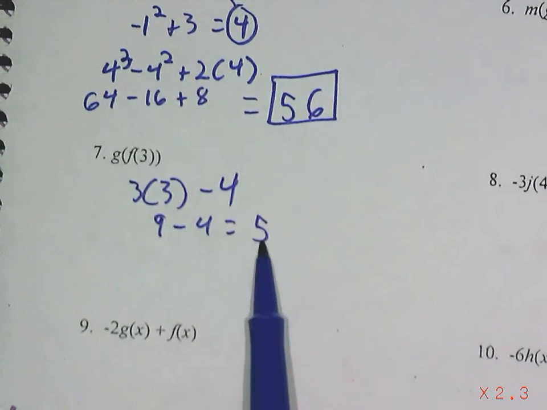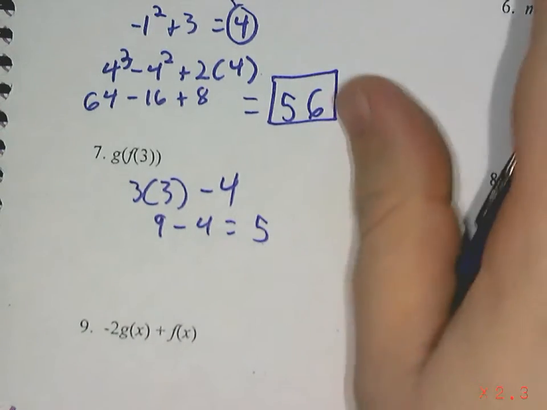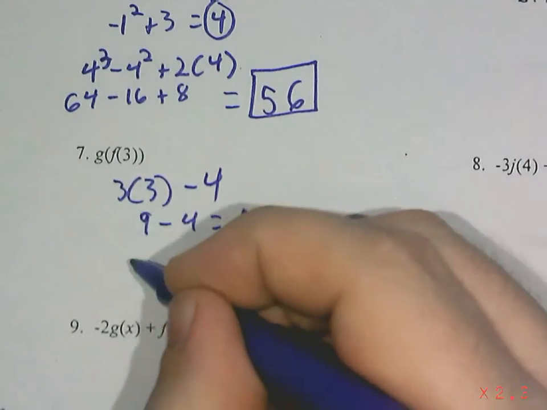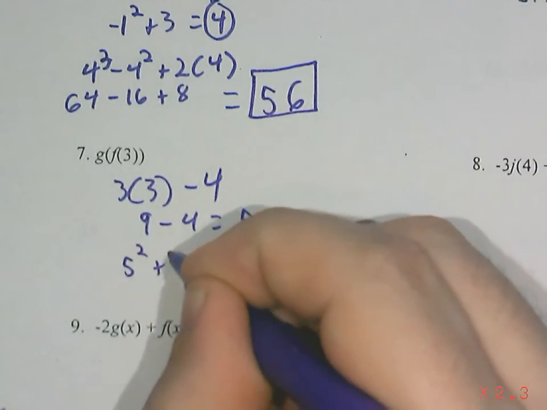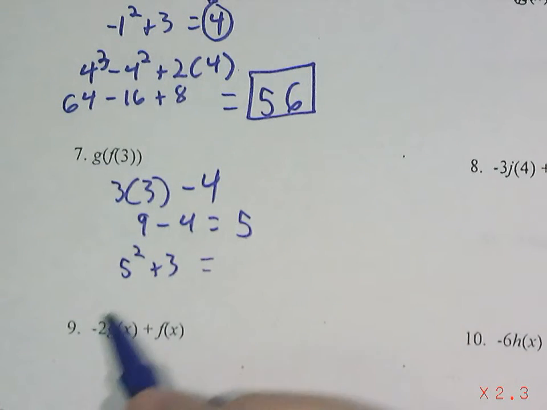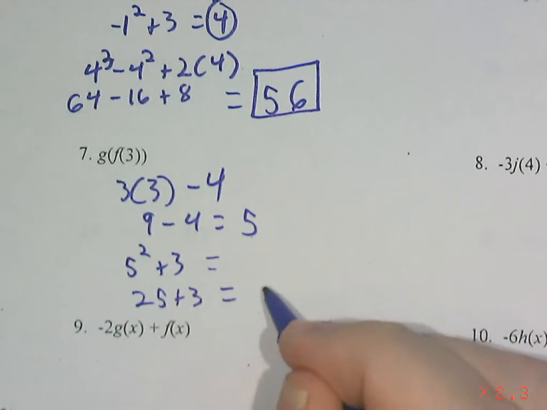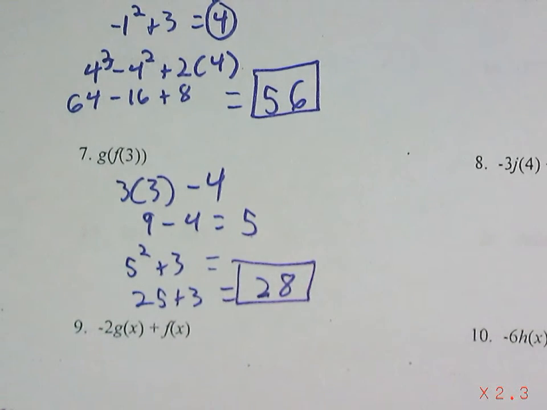Okay, then I take 5 and I plug it into g. G is x squared plus 3. So 5 squared plus 3, that would be 25 plus 3, which is going to equal 28. Okay, and that's my answer. That's all you have to do for composite functions. Solve the inside, take that answer, plug it in the outside.